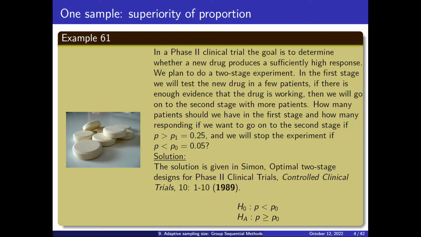And we will stop the experiment if the probability of responding is less than 5%, and we want to have a statistical power of 90% or whatever percentage if the probability of responding is larger than 25%, let's say. So there is a test of this kind, and the key thing is that we will perform a test, an intermediate test. So how do we design the sample size in this case?